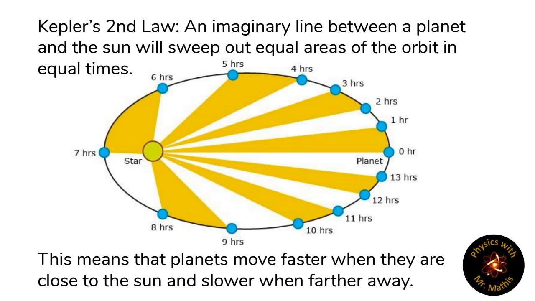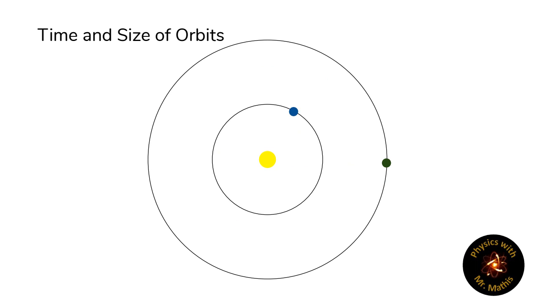And what all of that means is that planets move faster when they're close to the sun and slower when they're farther away from the sun. Now let's look at how long it takes a planet to make an orbit and how big the orbit is.